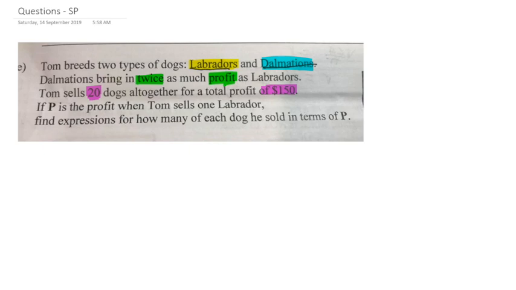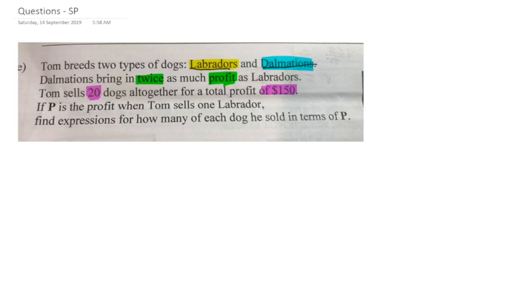Now it says if P is the profit when Tom sells one Labrador, find an expression for how many of each dog he sold in terms of P. So we're not actually solving this question. We're trying to figure out what the number of dogs in terms of P is.